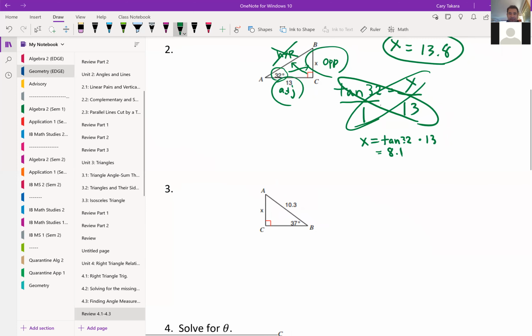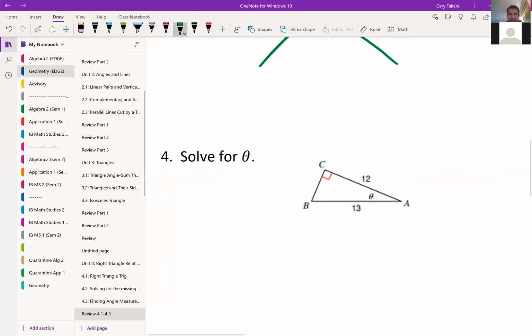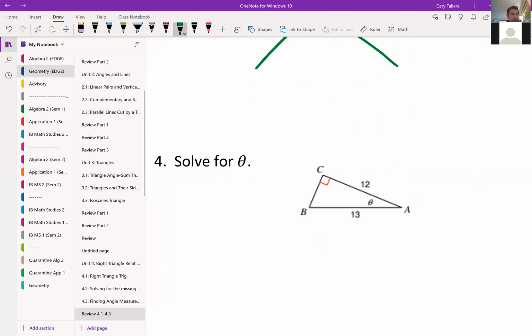Okay, you know what, number 3, let's not do that. I think we are okay with those two review. Now, the other thing that we've done is that we can use SOHCAHTOA to figure out angle measurement. So let's do number 4. I'm going to let you work on that by yourself. 1 minute. And please share your answer in the chat.